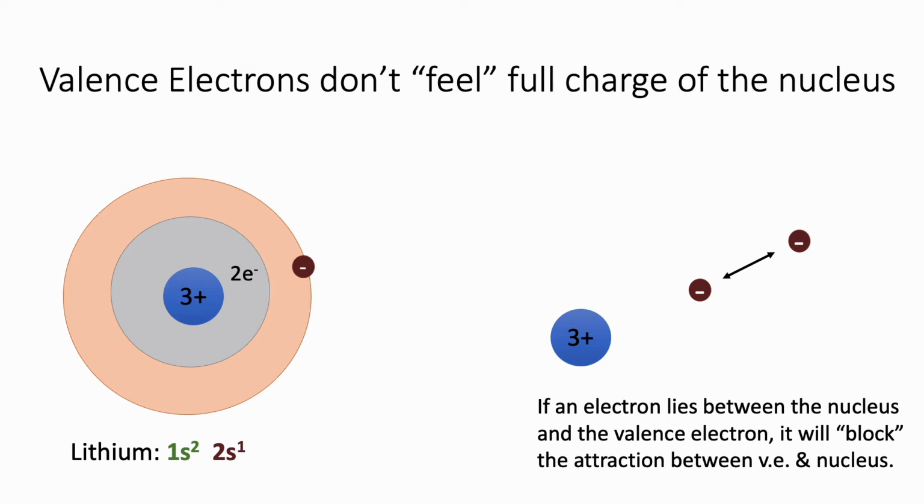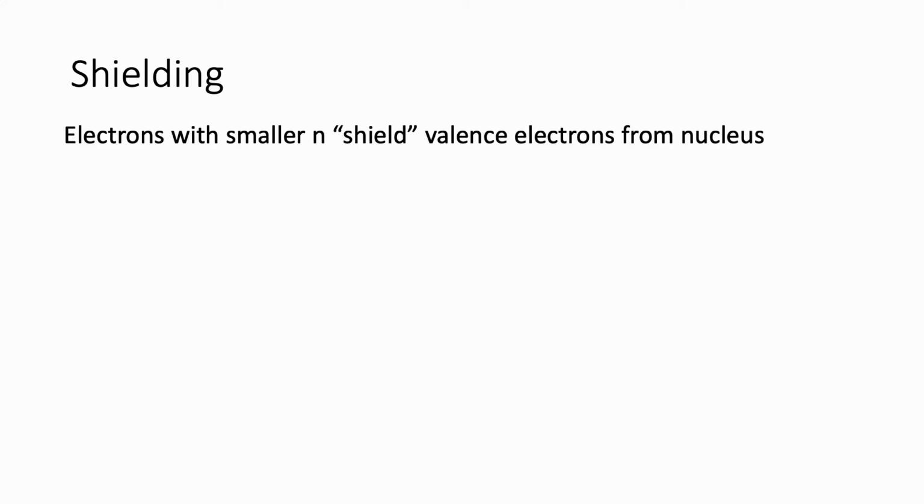So you might ask, how do you know if that core electron will be between the nucleus and the valence electron? Well, you don't, because both of the electrons are moving pretty fast. But the point is that for a certain fraction of the time, one or the other of these two core electrons in the 1s shell will be between the 2s electron and the nucleus. This is a phenomenon we call shielding. Basically, any electron with a smaller principal quantum number will shield the valence electron from the nucleus.